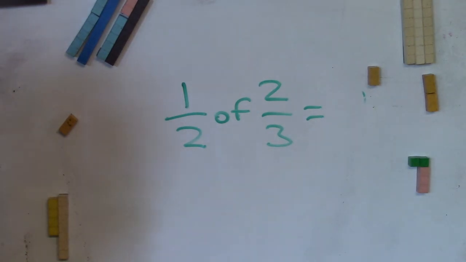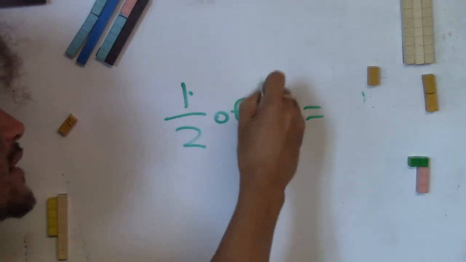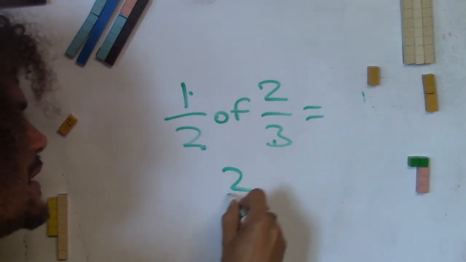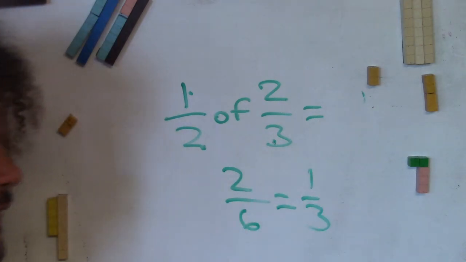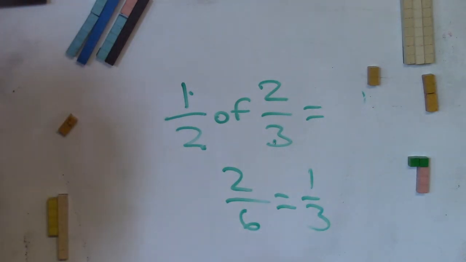Done. Now you can do it the silly way, where I do 1 times 2 is 2, and 2 times 3 is 6, and 2/6 is the same thing as 1/3. But why not just take a half of a third and be done with it? Because it's simple. Yeah, I know. Too simple for you. There you go.